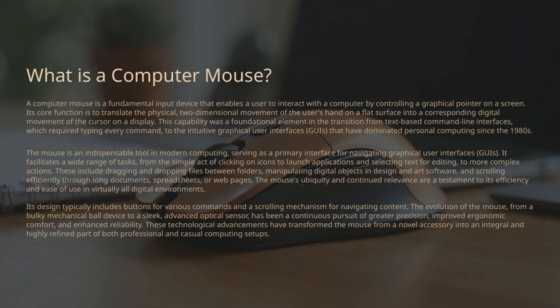The mouse is now an indispensable tool in modern computing. It's the primary way we navigate through GUIs, whether we're clicking icons to launch applications, selecting text for editing, or performing more complex actions like dragging files, manipulating digital objects in design software, or scrolling through long documents and web pages. The design of a mouse typically includes buttons for commands and a scrolling wheel to navigate content quickly.